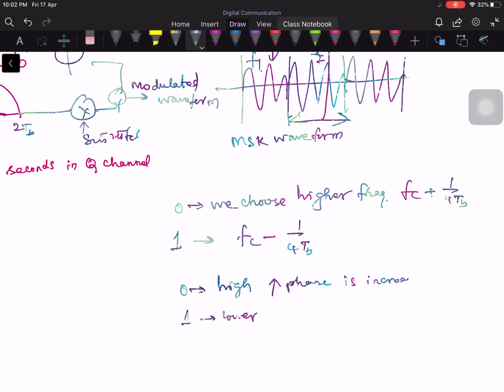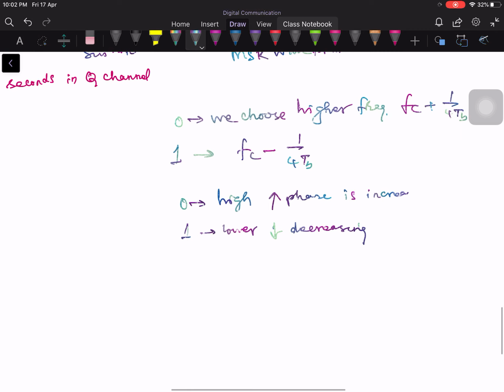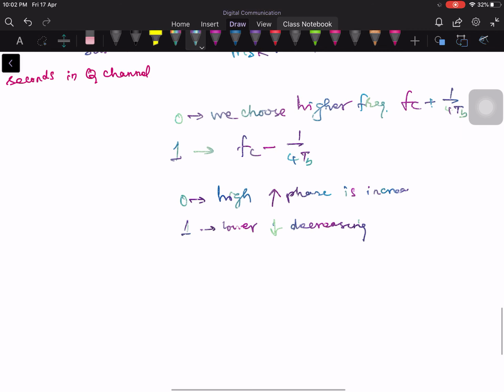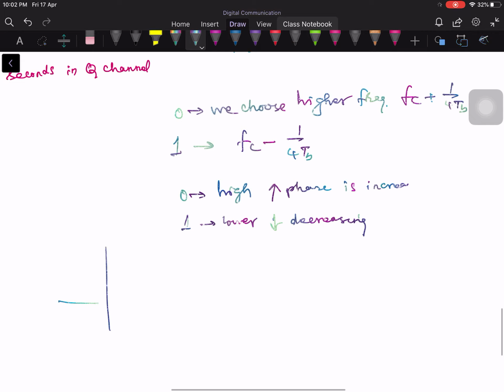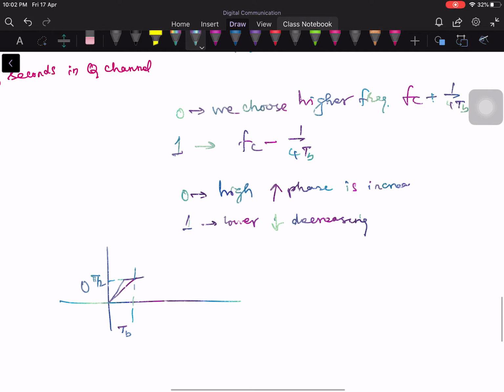And if I choose lower frequency, the phase is decreasing. Therefore, the behavior can be well described by something called a phase diagram. So I can draw it like this. Let's say if 0 comes, then you increase the phase linearly up to pi by 2. Let's say this is TB, and in the first bit interval 0 comes, and in the second bit interval 1 comes, then decrease by pi by 2.